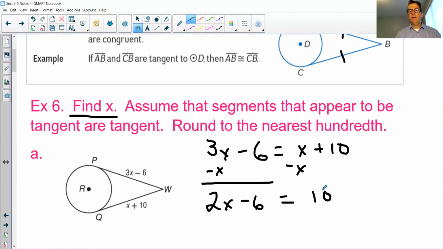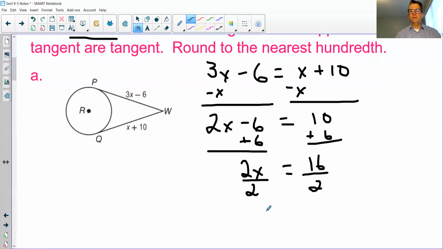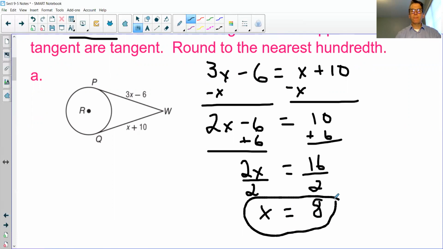And then I'm going to add 6 to this side and add 6 to this side. And 2x is 16. And undoing this multiplication with division by 2, you have x is 8. So you're going to have some questions like this coming down the pipeline. Okay?